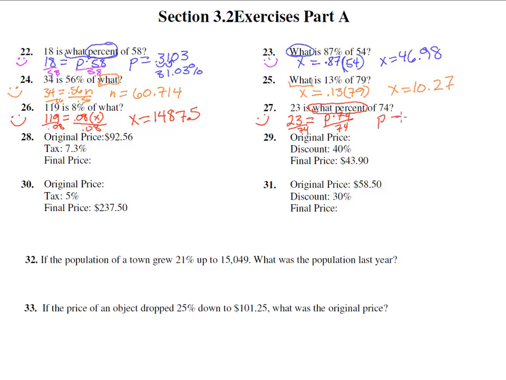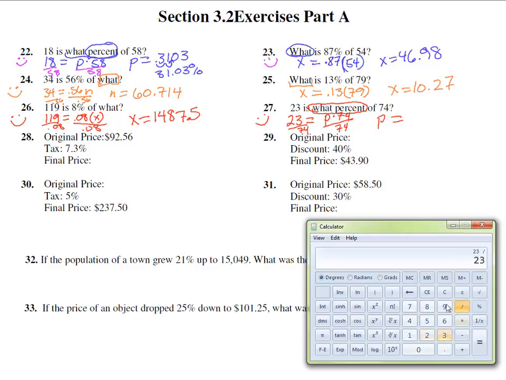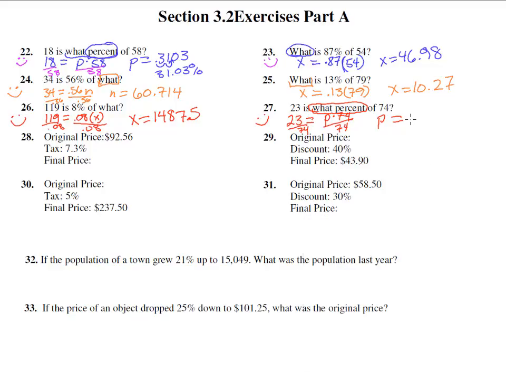And P then equals 23 divided by 74. Punch that in our calculator. 23 divided by 74 is 0.3108. If we move it 2 places, then we get 31.08%. And notice we do that because it was searching for a percent.